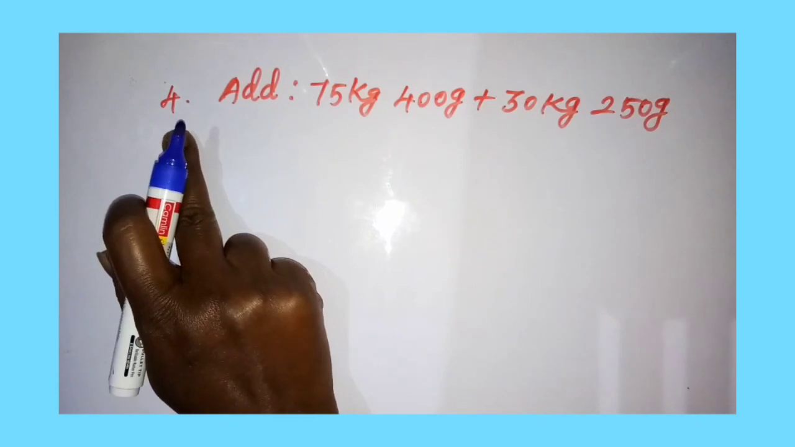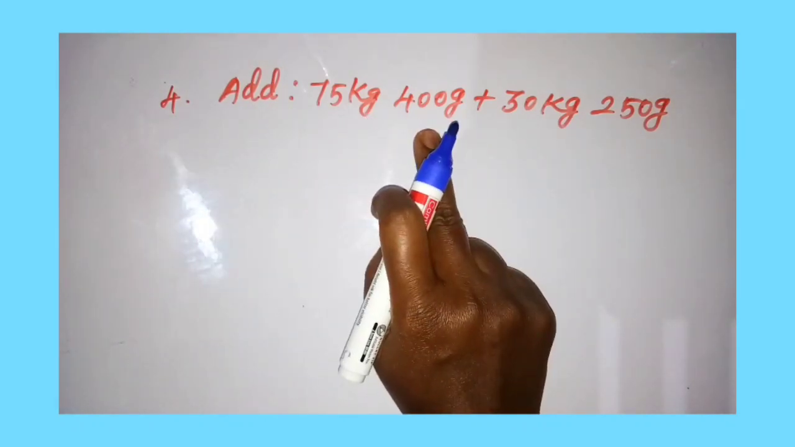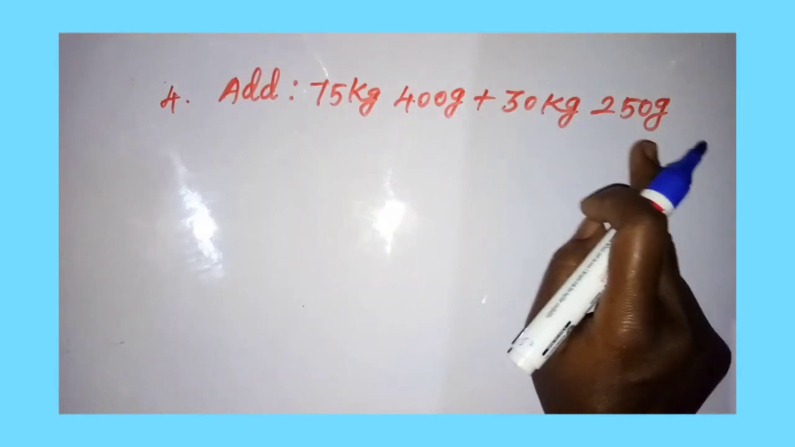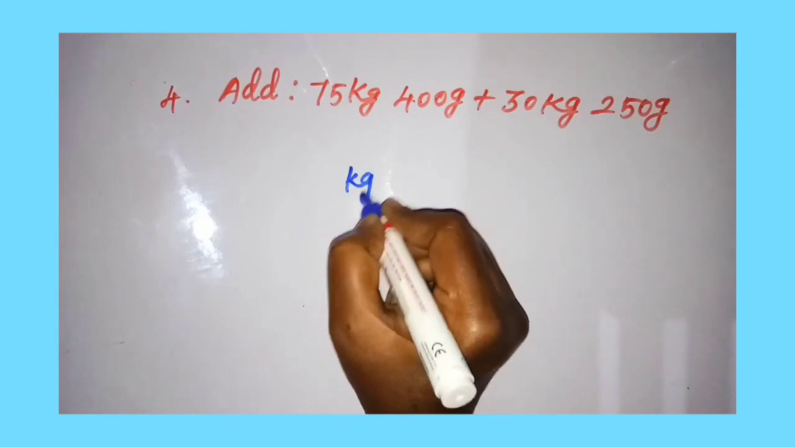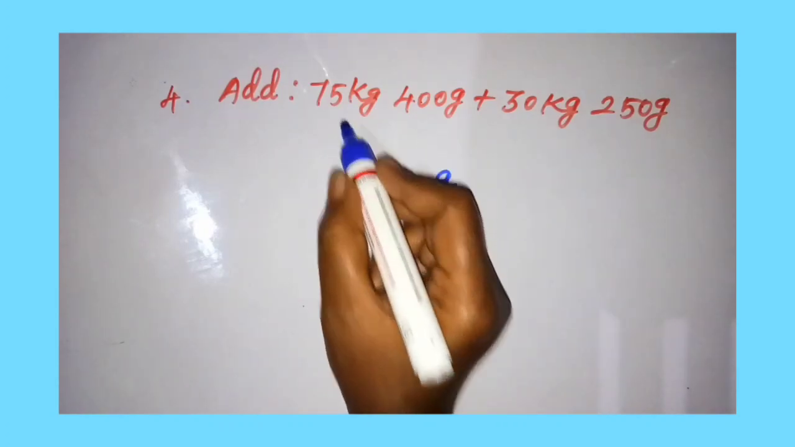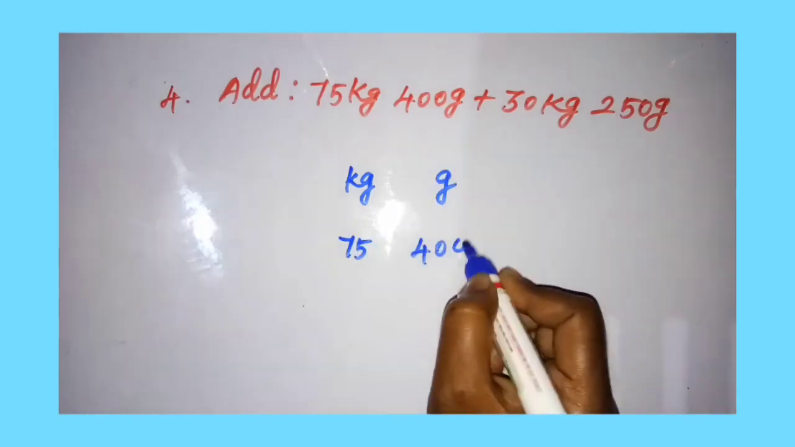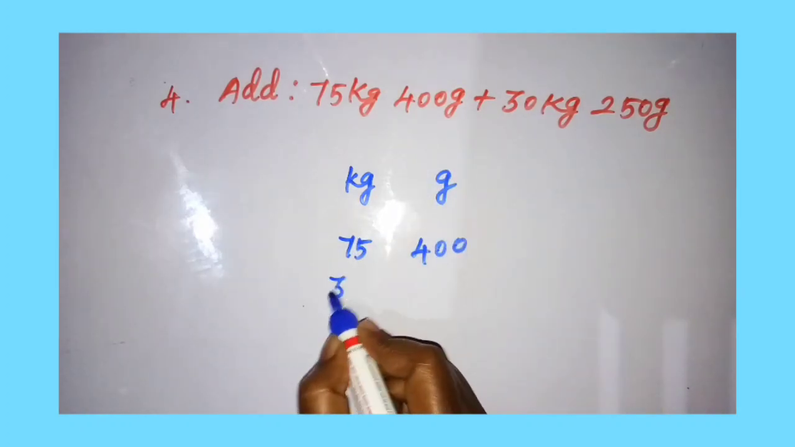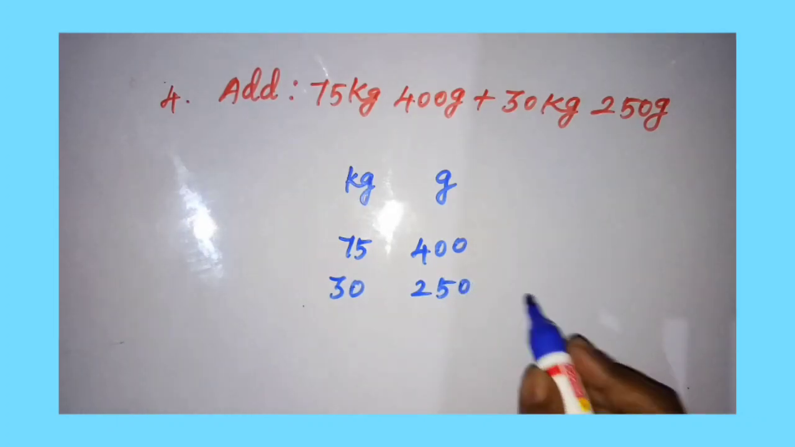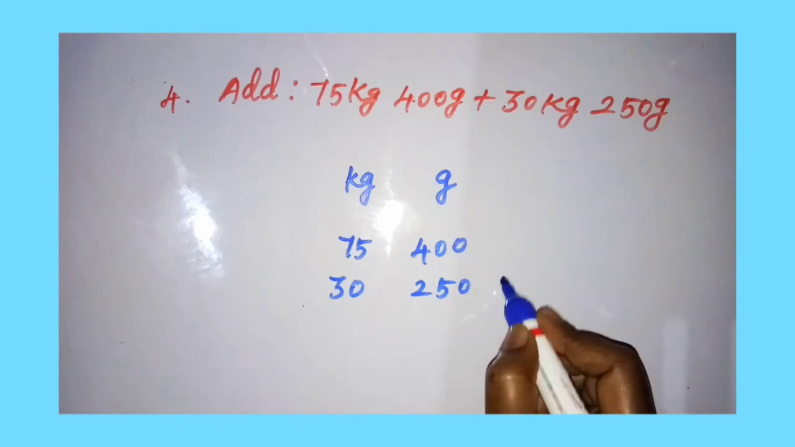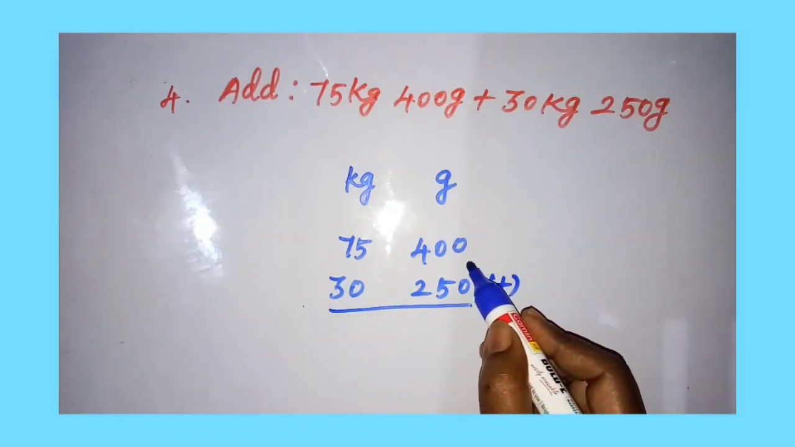Children, see the fourth question. Add 75 kilogram 400 gram plus 30 kilogram 250 gram. The given measurement, first we write kilogram, gram. Kilogram value 75, gram value 400. Next kilogram value 30, gram value 250. Next the sum is addition, so put the plus symbol.